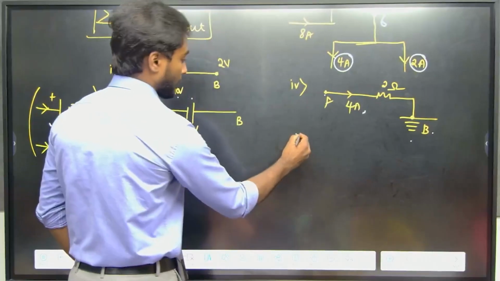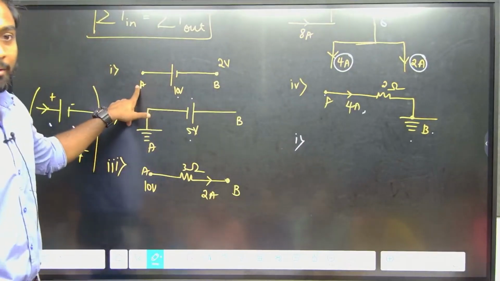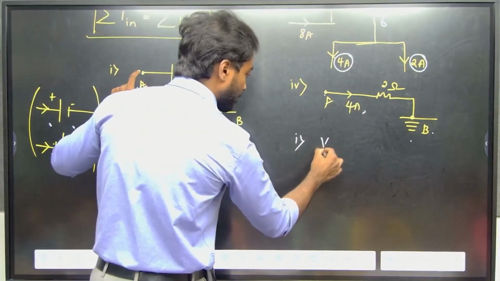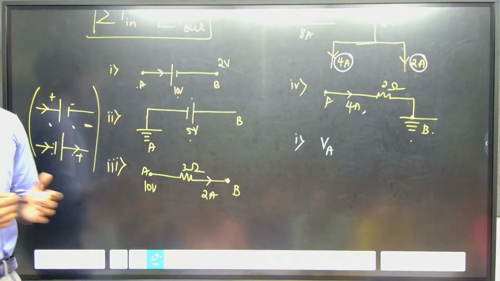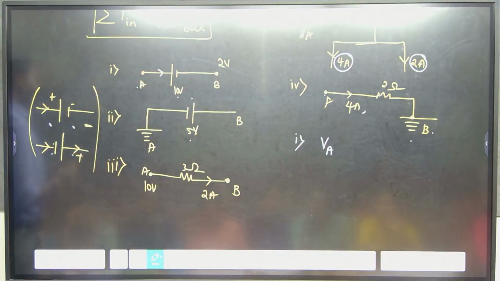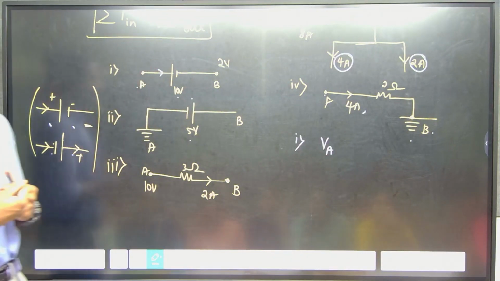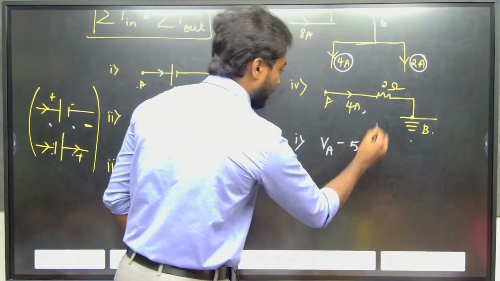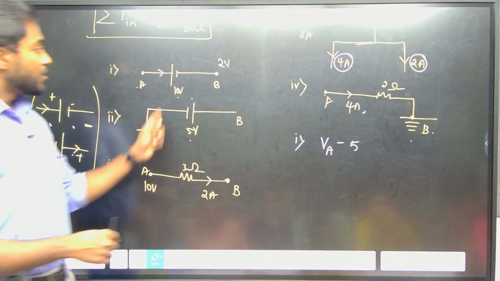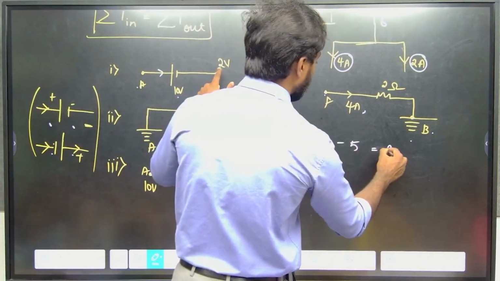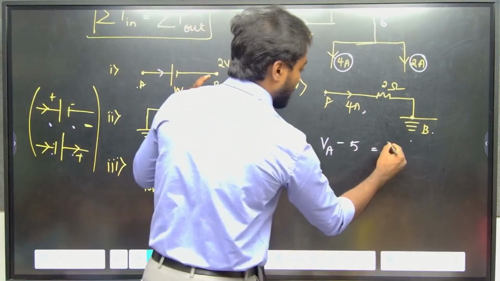The first one. I will start with the potential A. Let me write VA. I am going in this direction, let me take this as my direction. So I am entering in positive and exiting in negative, so minus 5. Okay, minus 5 should be equal to 2, that is nothing but VB.